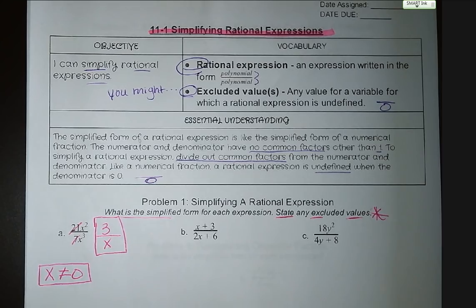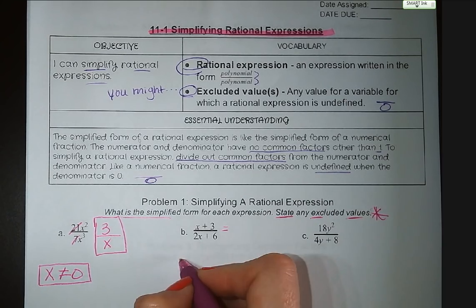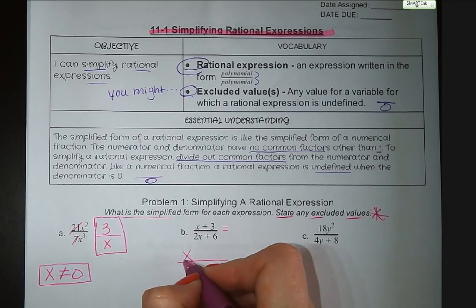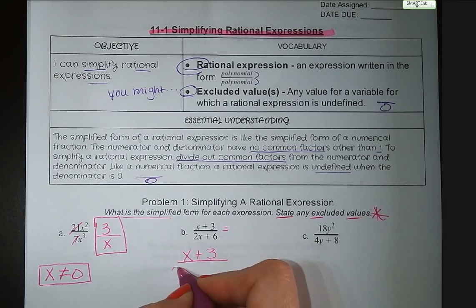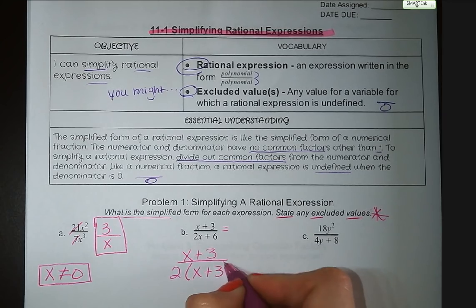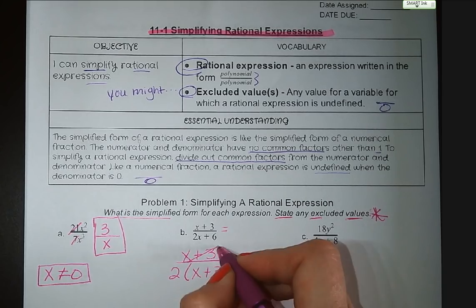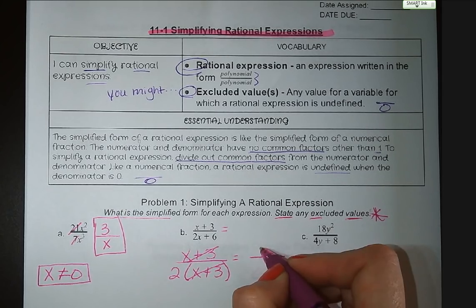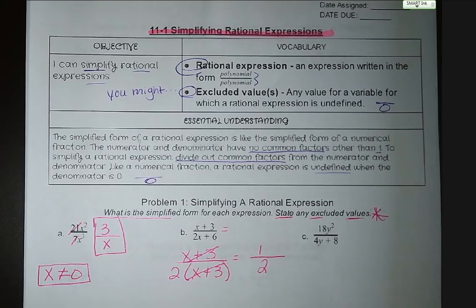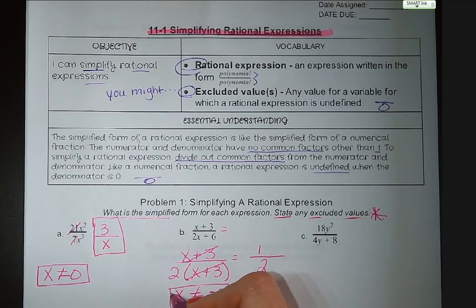Okay. Letter B, we've got x plus 3 over 2x plus 6. So we have x plus 3. We can factor out a 2 from 2x plus 6, and that becomes just x plus 3. So those two polynomials are going to cancel out. We're left with 1 over 2. Our denominator cannot equal -3 because that would make x plus 3 0, and it would be undefined.